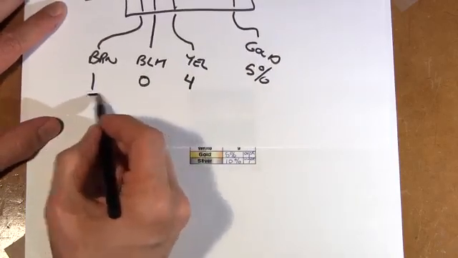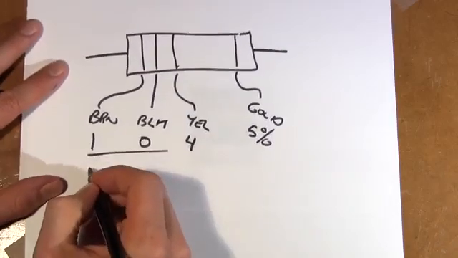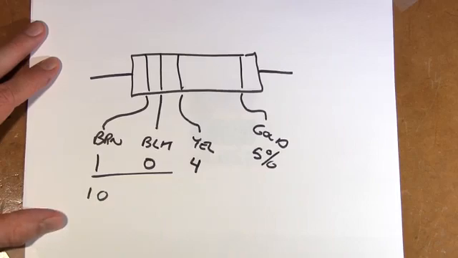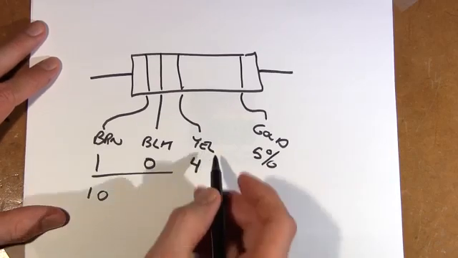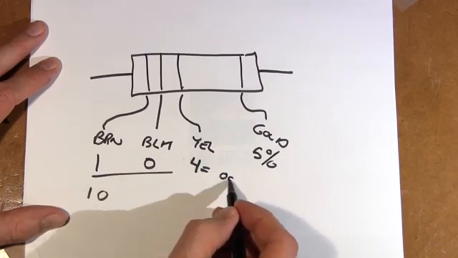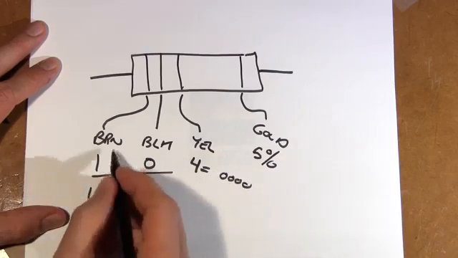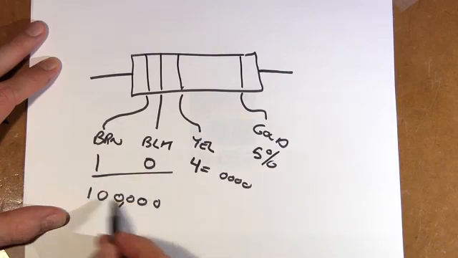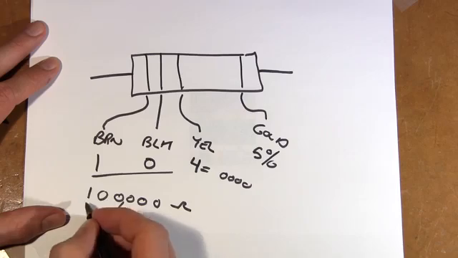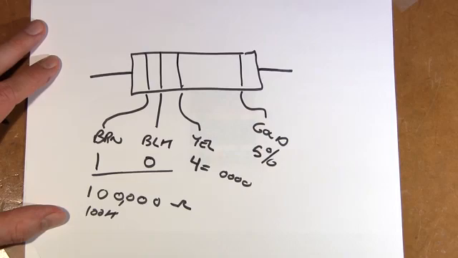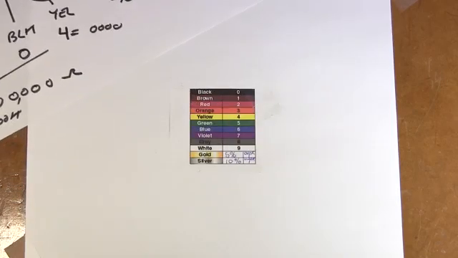So what we do is we keep these the same. We have 1 and 0. And we have a 4 on this one here, which is our multiplier. So we turn that into 4 zeros. So we have 1, 0, 1, 2, 3, 4. 100,000 ohms, or 100K for short, at 5%. And that's really just how simple it is.